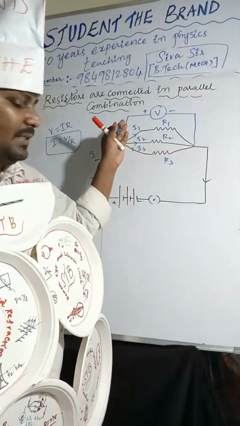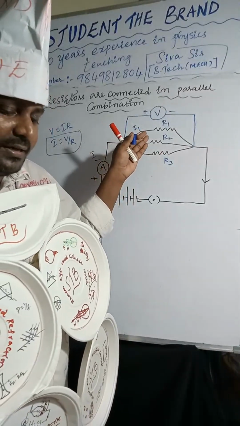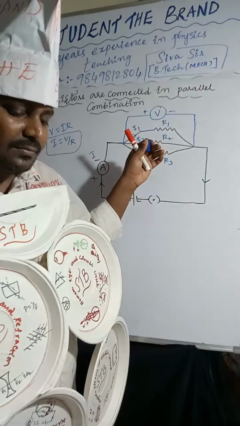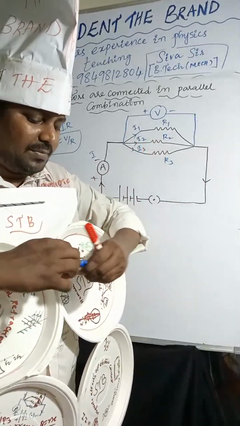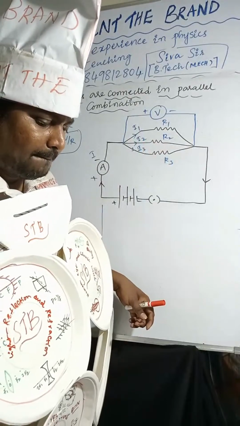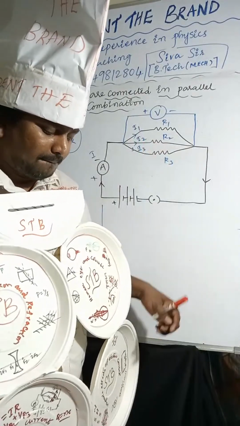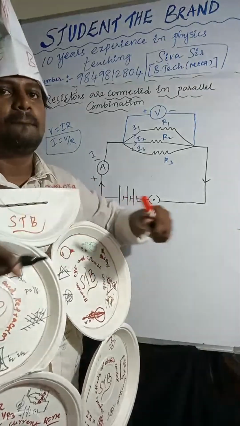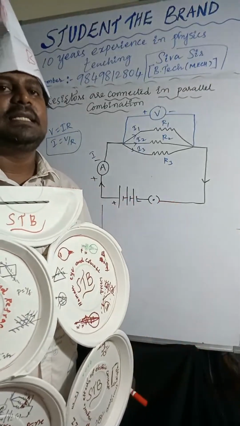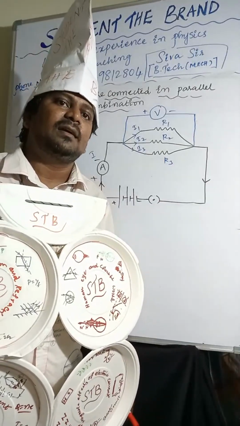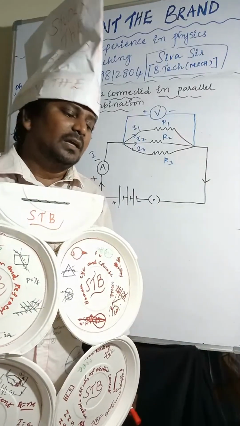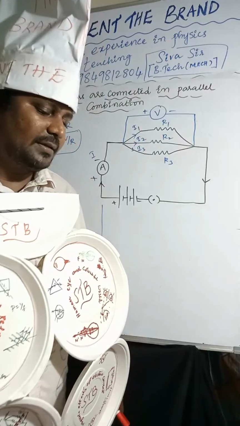Okay. So these three resistors are connected. Here I am considering three resistors connected in parallel combination. Okay, so now you can see.